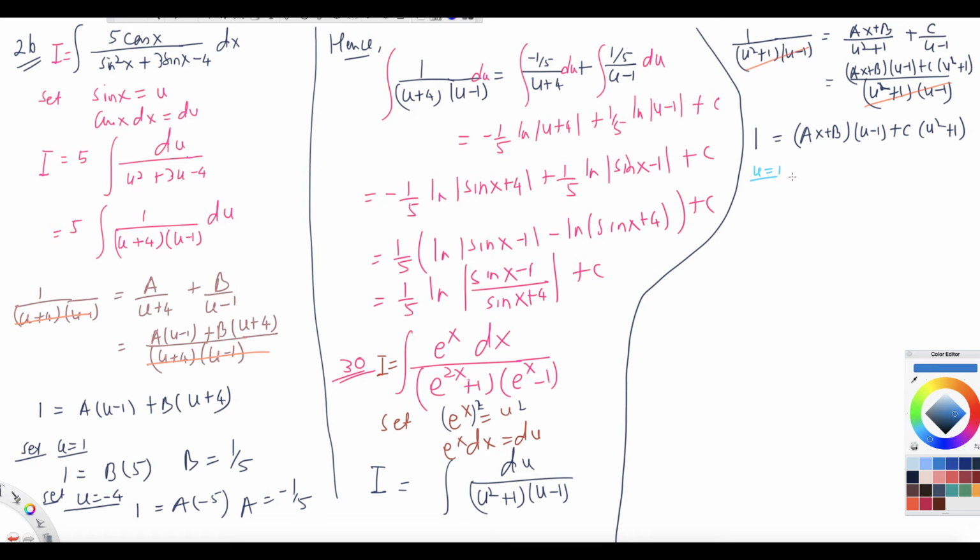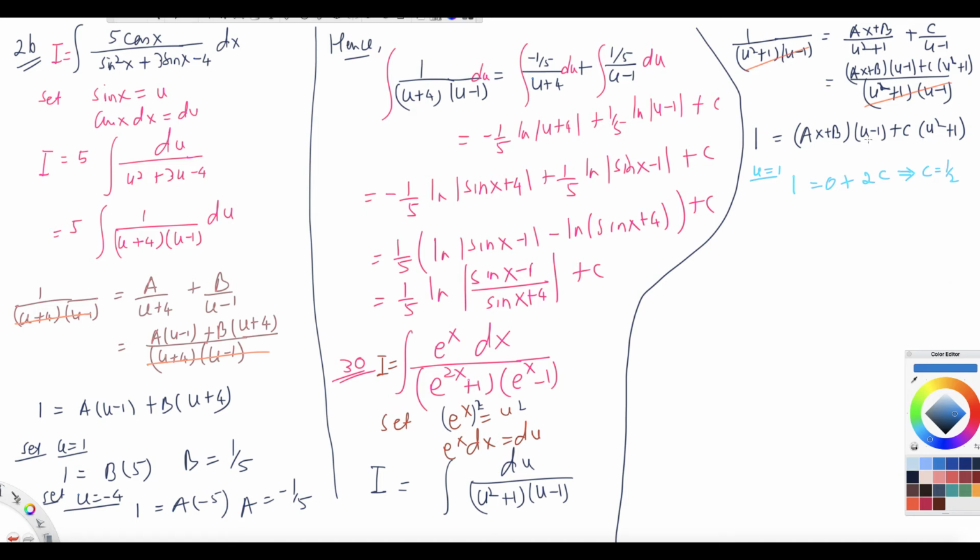On the left side you will get 1, and on the right that will be a times 1 plus b, but u minus 1 will be 0, so that equals 0 plus 2c, right? Because 1 squared is 1, plus 1 is 2, so 2c. So what is c then? This implies c equals 1/2. We got c equals 1/2 already.